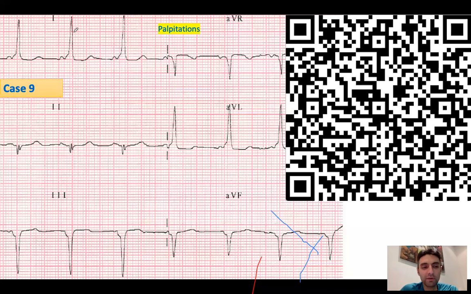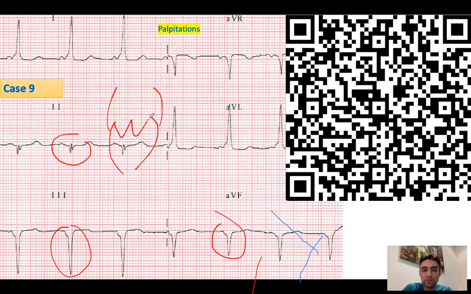WPW, everyone's a WPW. Short PR, delta wave. With WPW, as we said, if you have an abnormal depolarization, your ST segments may look a little bit funny. In this case they may not look super funny, but they may. Plus the QRS axis may be affected; in this case there is left axis deviation, right? Because of the accessory pathway, the average ventricular depolarization is changed. Usually there's only one route to the ventricle, which is through the AV node and His-Purkinje system, right?